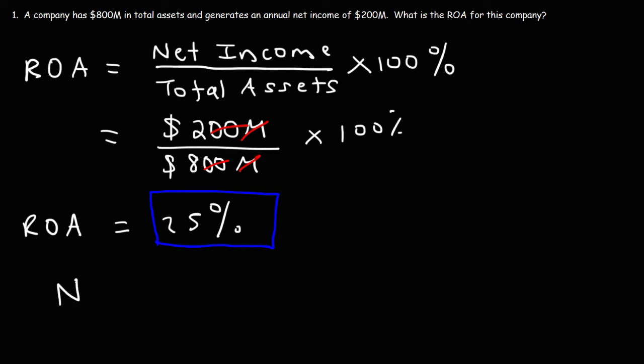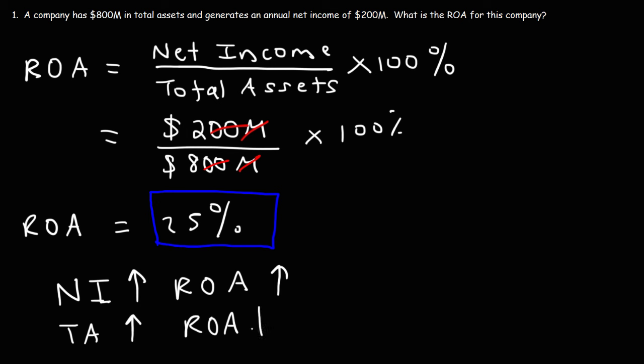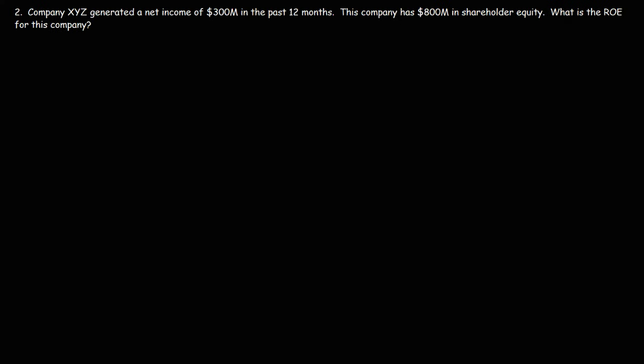By the way, as the net income of the company increases, the ROA increases. These two are directly related. As the total assets of the company increases, the return on assets is going to decrease, assuming the net income remains the same. So that's how you can calculate the ROA, or the return on assets, of a company. It's simply the net income divided by the total assets times 100%.